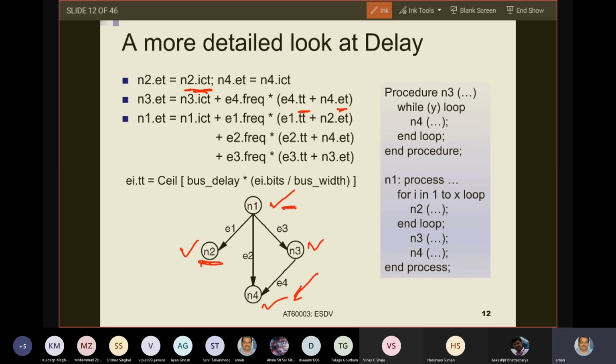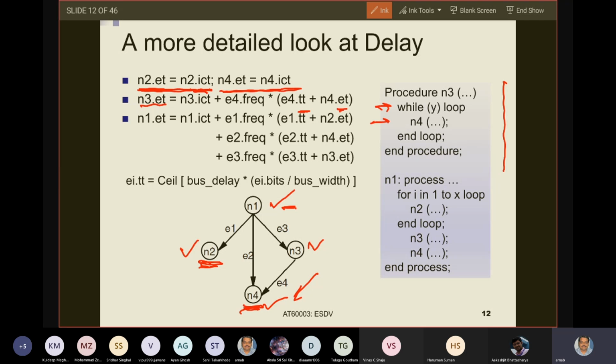Firstly, you see that n4 is an independent function, it calls nobody. n2 is also an independent function, it calls nobody. So the execution time of n2 can be obtained from only the internal computation time of n2. Similarly, the execution time of n4 can be computed only from the internal computation time of n4. However, if you look into n3, this is the n3 code. What does n3 do? It has a while loop.